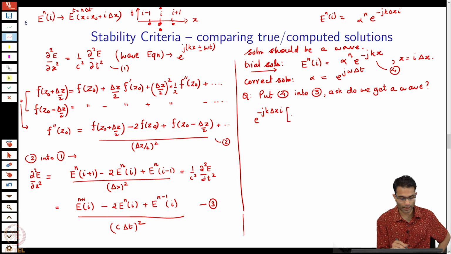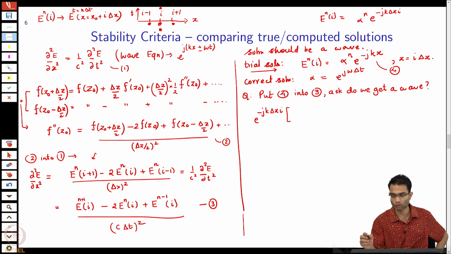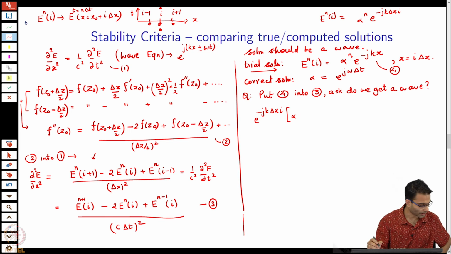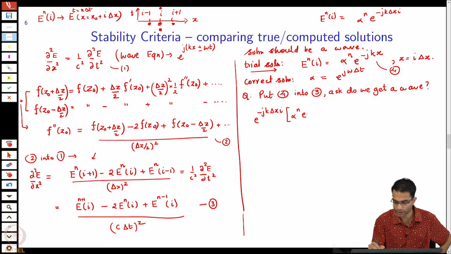First term, E n I plus 1. So, what will this first term be? Alpha is going to remain constant everywhere. You can take alpha to the power n, right, and the next term is going to be e to the minus j k. We are substituting 4 into 3. So, I am asking you what is the first term of 3, left hand side of 3, having substituted this?